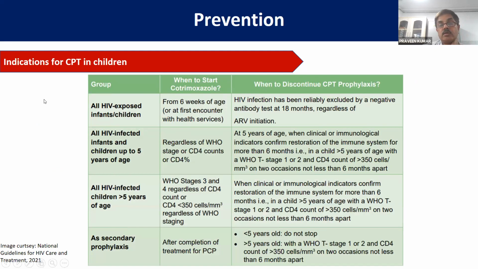Then I also discussed that we have to make sure the child is put on cotrimoxazole prophylaxis. As per recommendation, we have to start this for all HIV exposed infants and children from 6 weeks of age. And this should be continued until HIV infection has been reliably excluded by a negative antibody test at 18 months, regardless of ARV initiation.